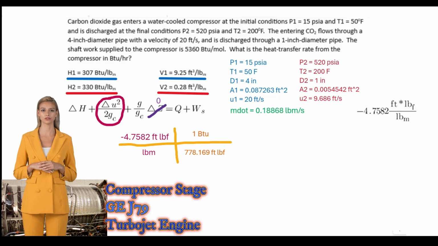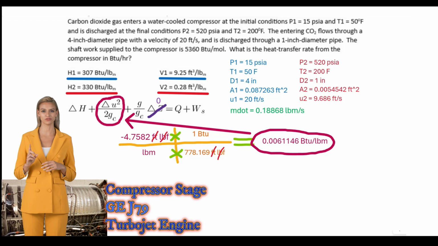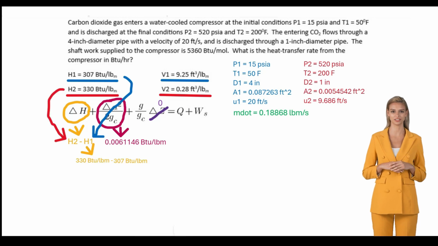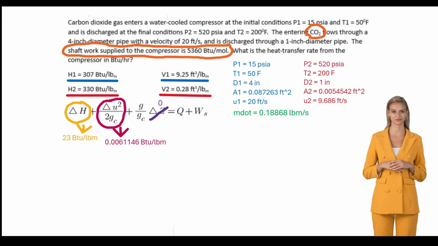Use dimensional analysis to get this value in British thermal units per pound mass to be consistent with the units for the enthalpy values. This value is determined to be 0.006146 British thermal units per pound mass. The change in enthalpy is the enthalpy at state 2 minus the enthalpy at state 1, which equals 23 British thermal units per pound mass.